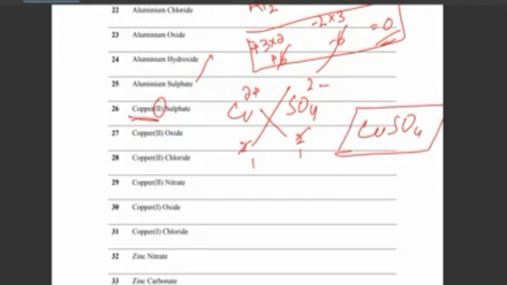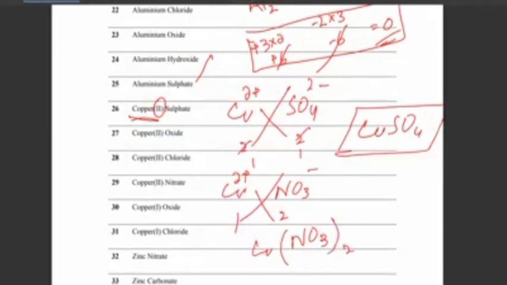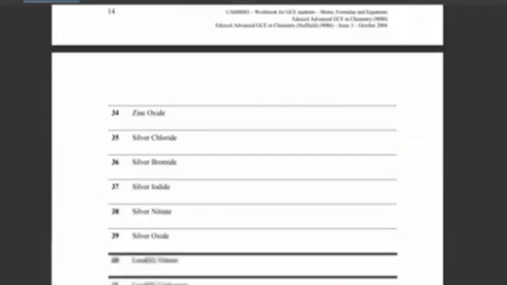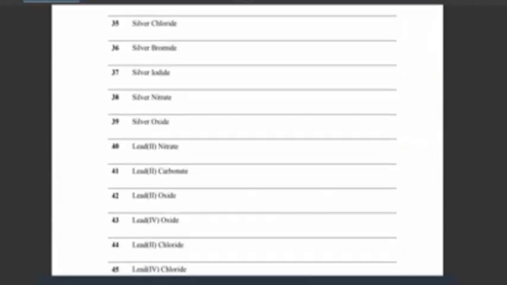Now we study copper nitrate. Cu has a +2 charge, as has been told. Nitrate NO3 is 1 time. So it is 2 times and 1 time, so it becomes copper nitrate. But to write nitrate NO3 twice, what will we do? We'll take it in a bracket: Cu(NO3)2. Silver: we know that Ag has a +1 charge, and bromide has a minus charge. 1 and 1, AgBr.